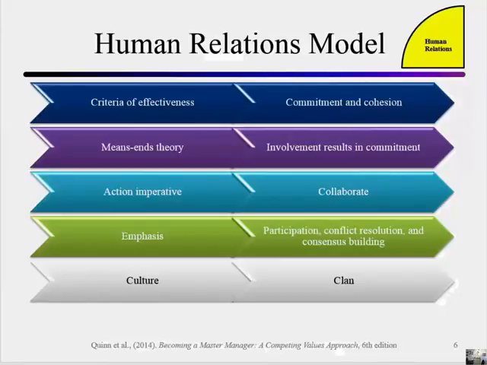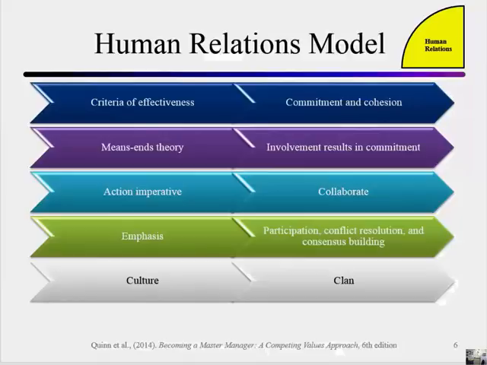People are encouraged to participate. People's ideas are shared, they're valued. That's the type of emphasis you have in the human relations model. So culture and clan are really, really important to this. Developing a culture of clanship where people work together, people are aware of each other, they respect each other, and they respect each other's contribution.